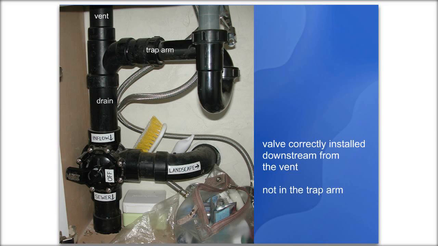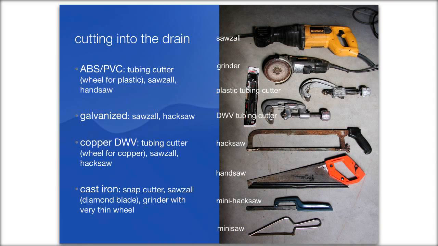Here's another example inside a cabinet. Again, you see the trap coming from the sink, the trap arm, the T with the vent going up and the drain coming down. And they've put the three-way valve in that drain downstream from the vent, and then the new piping goes out to the landscape. So that's correctly installed as well.